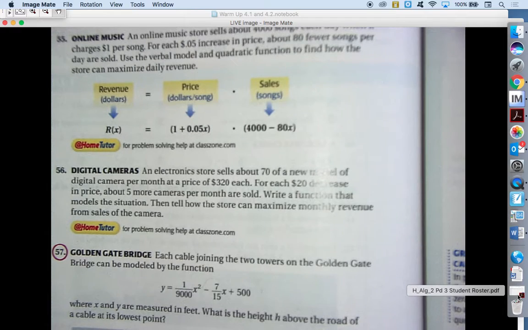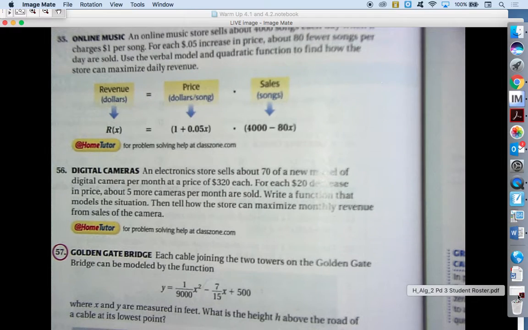So the first problem that you were asked to complete was 55. The setup was already done for you for 55. So the model is already given. The price, if I'm finding revenue, I have to take how much something is, what we're charging for something, times the sales that we have. So anytime you have revenue, it's always what is the cost times how many are you selling.